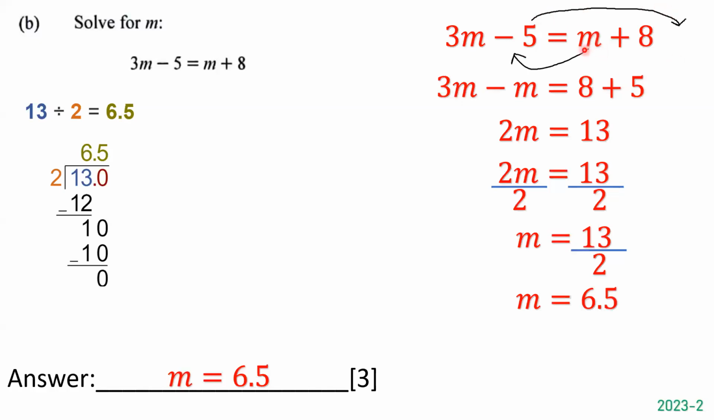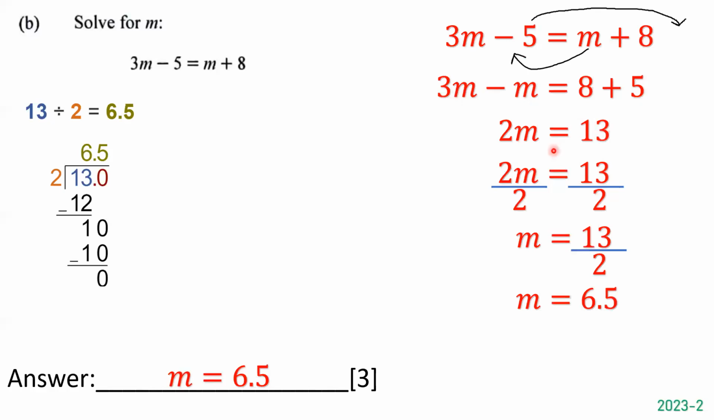And when we send this over, it was a positive m. But when we send it over the equal sign, it's going to be a negative m. So we send that over, that's positive 5. We send this over, that's going to be negative m. So we have 3m minus m equals 8 plus 5. And so 3m minus m is going to be 2m. And 8 plus 5, well, 8, 9, 10, 11, 12, 13, is 13. And so we have 2m equals 13.